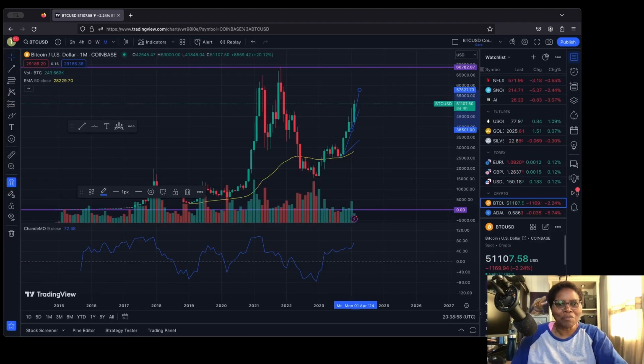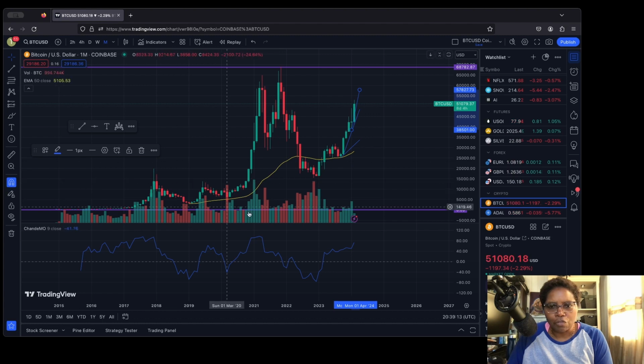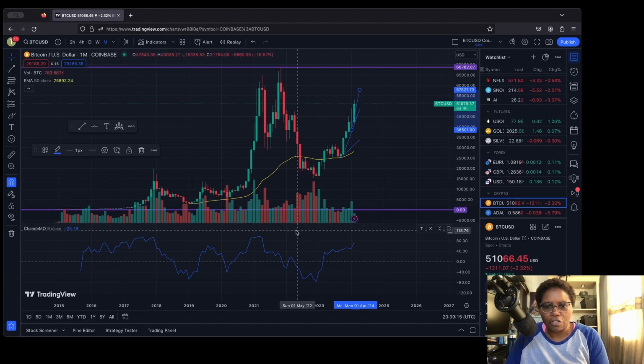Everybody, and welcome to today's episode where we're going to be taking a look at the Bitcoin USD price chart from Coinbase. This is just a little overview for those of you who are newer to technical analysis. I'm going to try and ease you in.